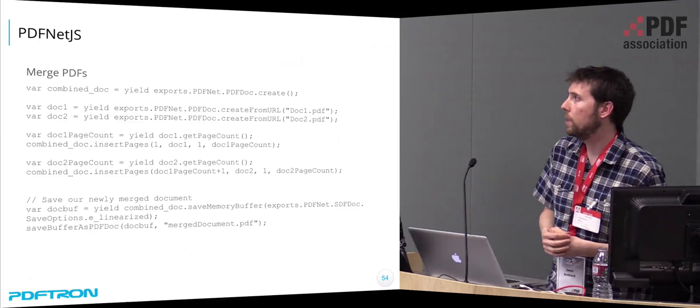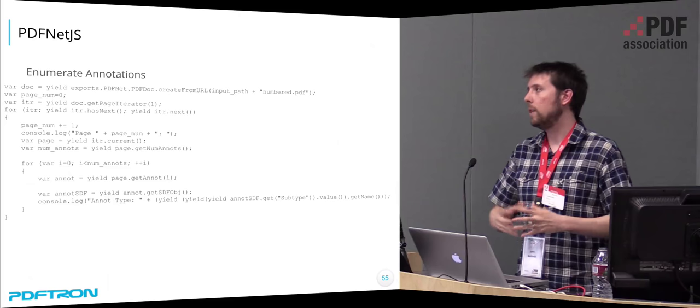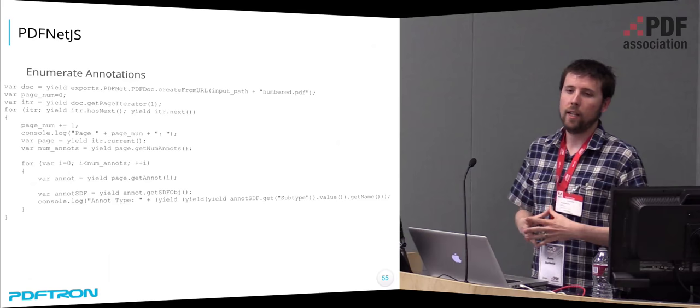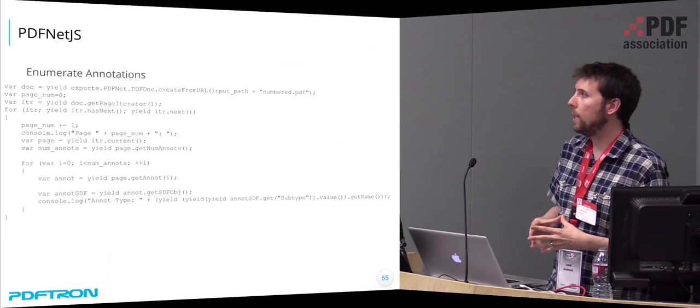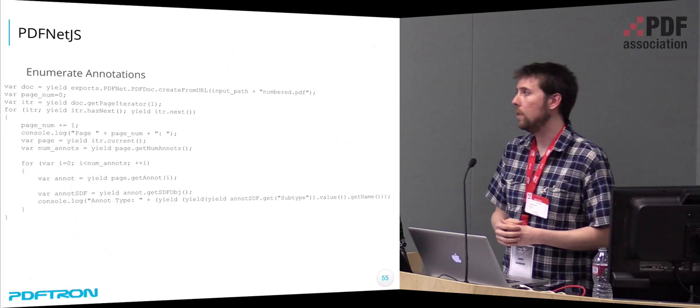Last snippet, again, just to show that you're actually working with the actual PDF itself. This, in the browser, opens the PDF and it runs over all the annotations. So maybe you're going to make an annotation summary and this would be the starting point of that. So it goes through every page and looks for annotations on it and spits out the annotation type on that page.